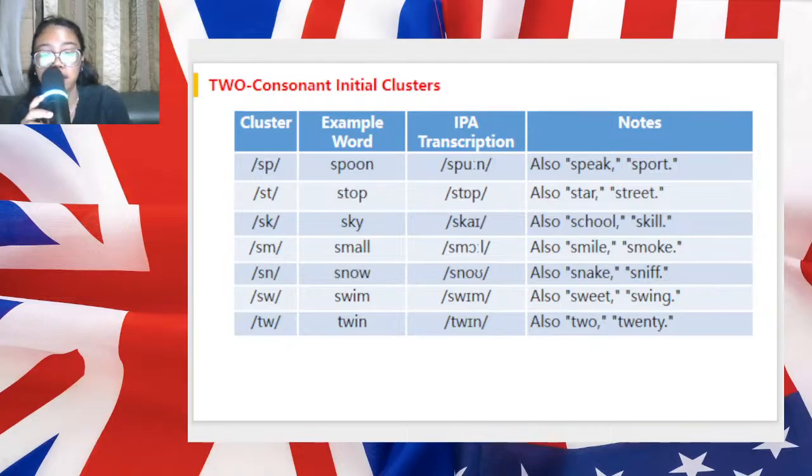Now let's look at the SM cluster, as in small. This is an interesting one because both sounds are voiced, and there is a transition into the nasal M sound. Pay attention. This smooth nasal connection is key. Other words with this cluster include smile and smoke. Try small, smile, something like that.